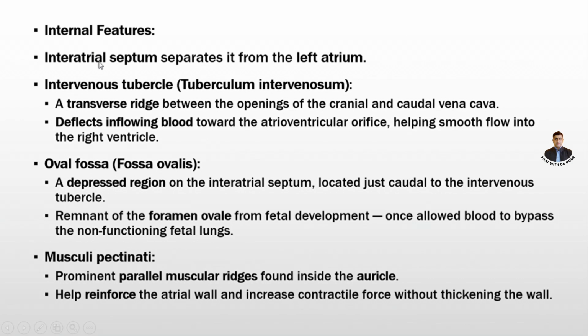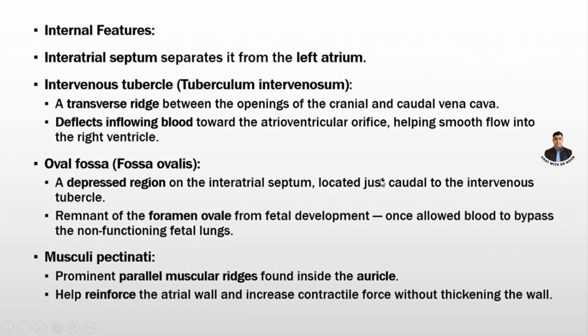Internal features: interatrial septum. It separates the right atrium from the left atrium. Intervenous tubercle, a transverse ridge between the openings of the cranial and caudal vena cava, deflects the inflowing blood towards the atrioventricular orifice, helping smooth flow into the right ventricle.